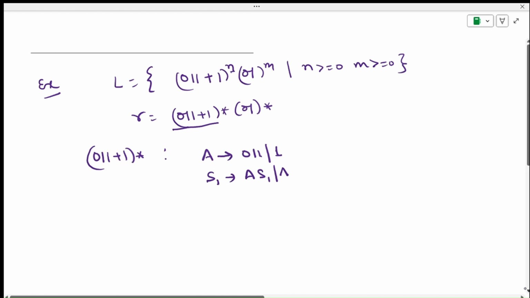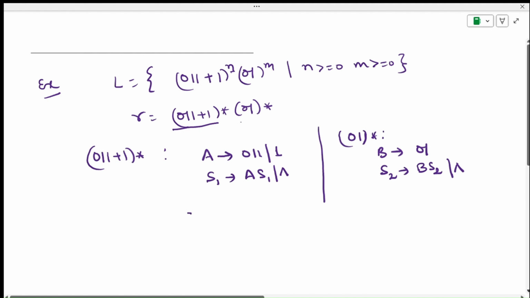Similarly, for the next expression, that is (01) raised to the power n, for this expression take another variable B, which is 01, and take variable S2, that is repeating this 01 n number of times, including null times. So B S2 or null. Now, what we need to do is perform the concatenation of S1 and S2 to get the final answer.